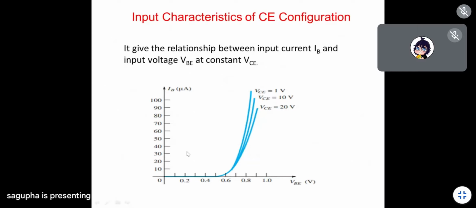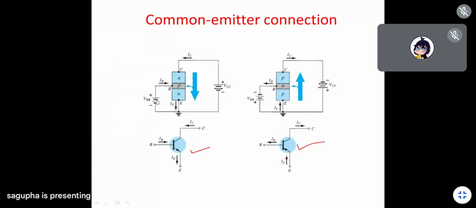So, for common emitter configuration, can you tell me what is the input current and input voltage? This is the input part, this is the output part, right? Input current IB, input voltage VBE. So basically the input current here is IB and input voltage is VBE. And we have to keep our output voltage constant, means we have to keep this VCE constant.